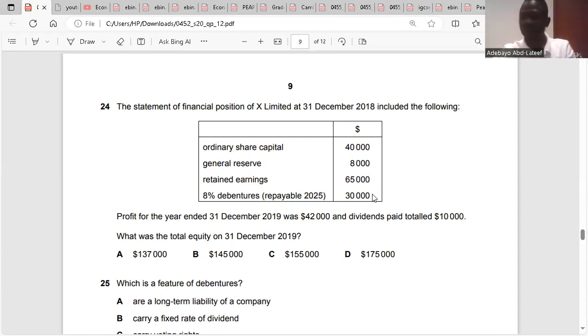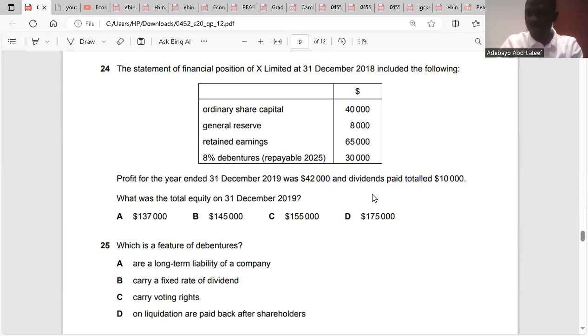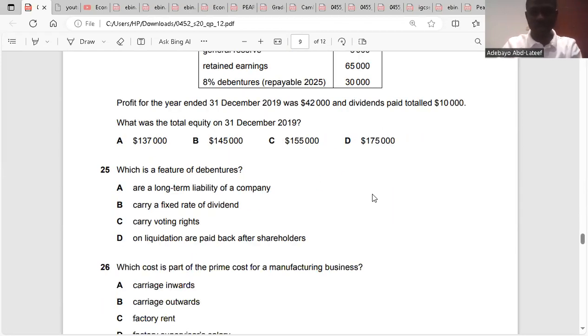So we have 40,000 plus 8,000 plus 65,000, which is retained earnings, plus profit for the year, which is 42,000, less dividends, which is 10,000. So the total is 145,000. Is it clear now? Yes. 25. Did you get 25 right? Yes. It's A. It's a long-term liability of the company.